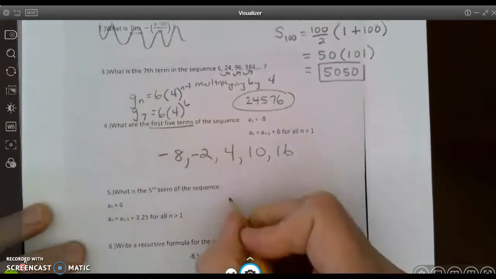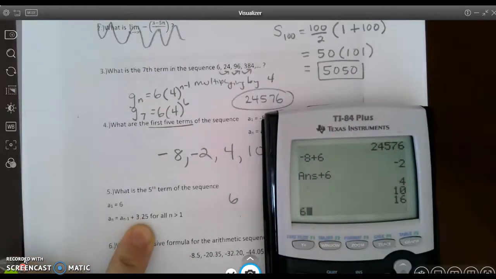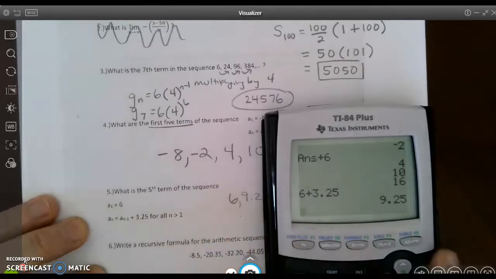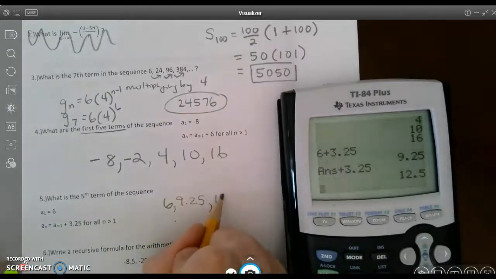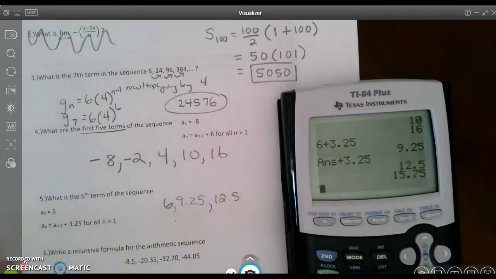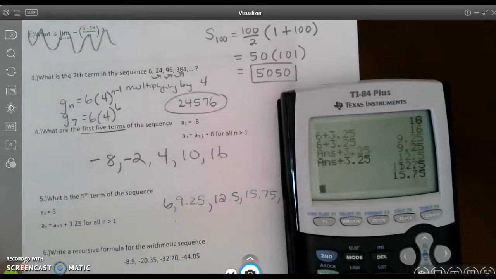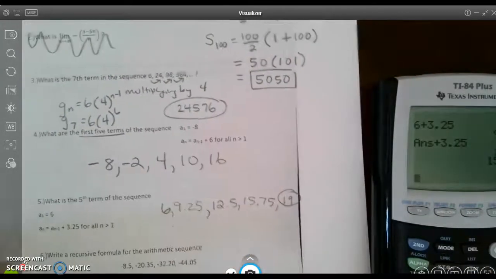What is the 5th term of this sequence? The first term is 6. And we're adding 3.25 to the previous term. So 6 plus 3.25 would be 9.25. The next term plus 3.25 would be 12.5, 15.75, and then 19. There is my 5th term.